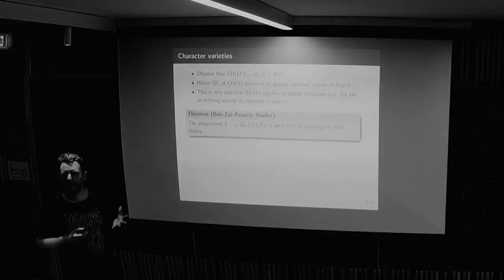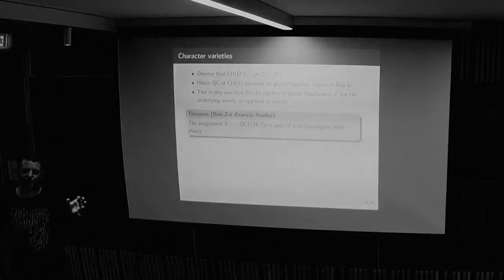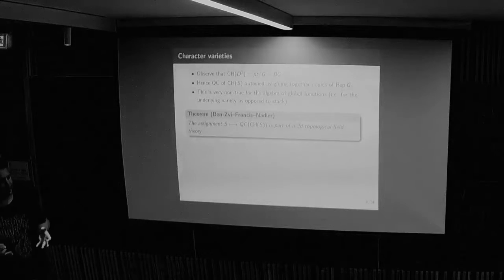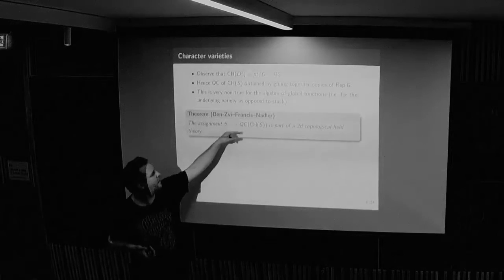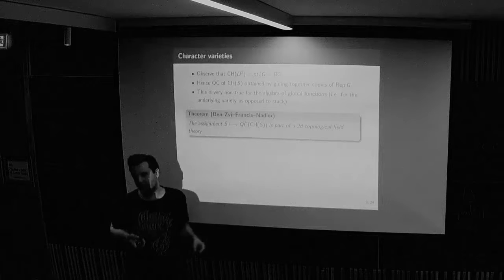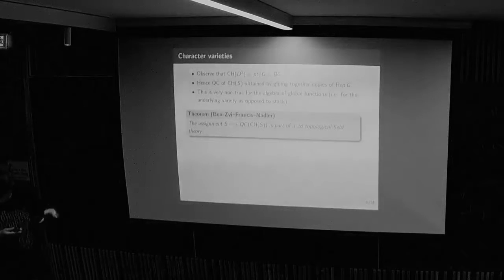And the precise formulation of this fact, that you can get character varieties of surfaces by gluing together character varieties of the disk, is a theorem by Ben-Zvi, Francis, and Nadler, which says that the thing that to a surface attaches quasi-coherent sheaves on the character stack is the top-dimensional part of a two-dimensional field theory. So this is a neat way to express how it has nice behavior under the cutting and pasting operation.